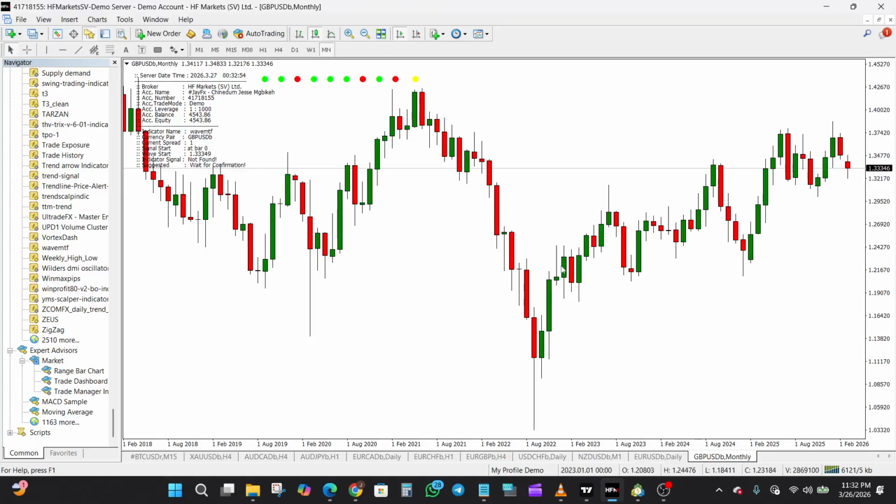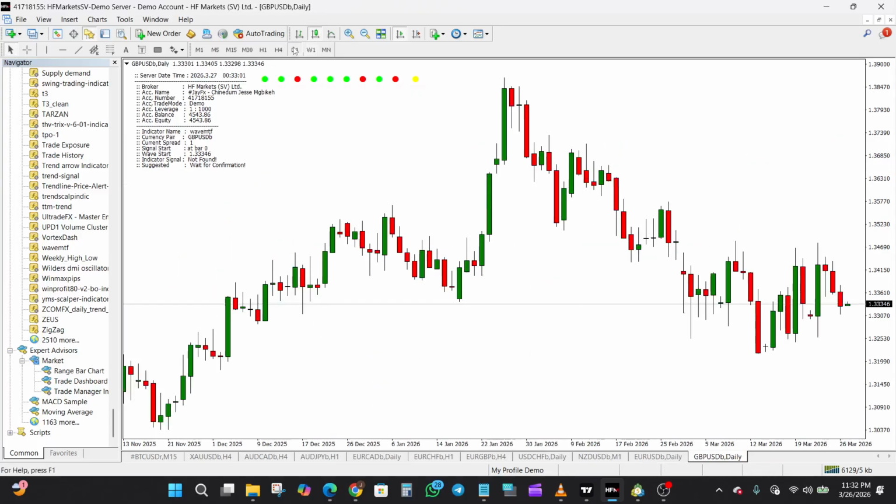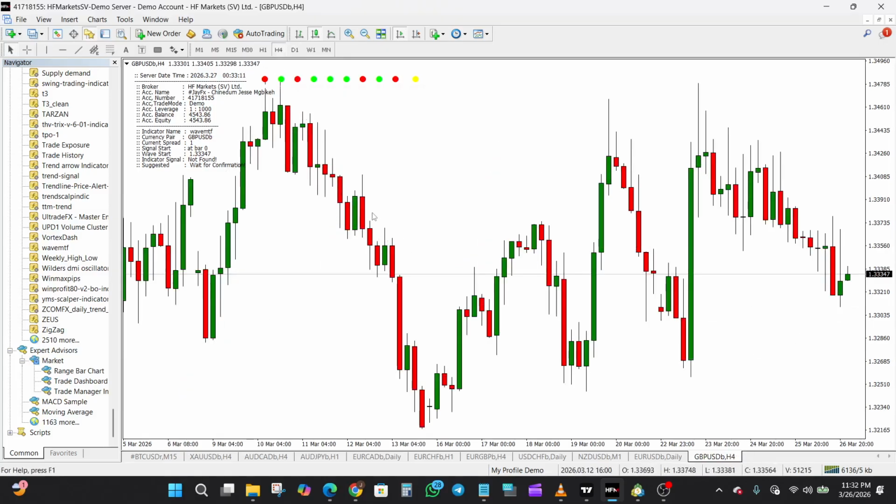Alright, so as you can see, the dashboard here also shows you indicator signal and suggested, right? So if you have any recommendation or suggestion from this, you can also look out for confirmations in line with that suggestion before executing your trade.